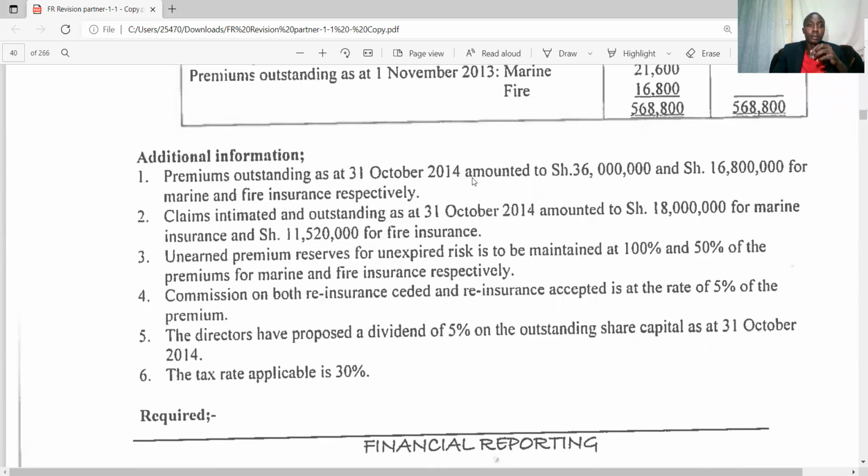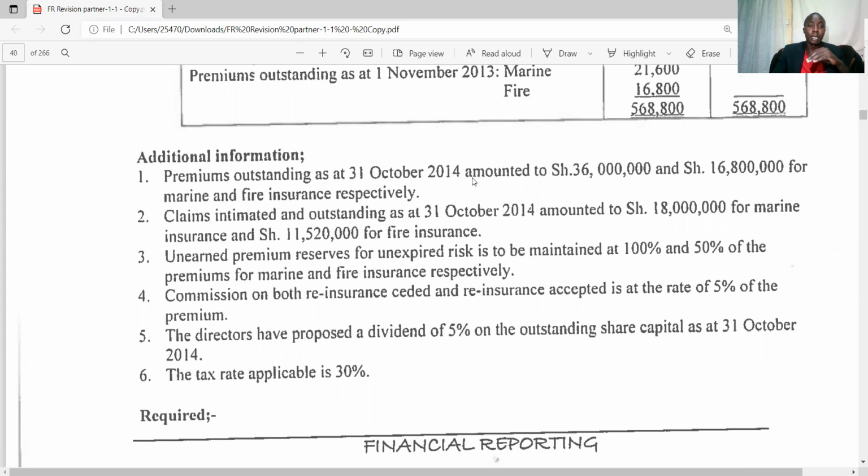Then we have claims intimated and outstanding as at 1st October 2014. It amounted to 18 million and 11,520, that is 11,520,000. Then we have an unearned premium reserve for unexpired risk to be maintained at 100% and 50% of the premiums. Commission on both reinsurance ceded and reinsurance accepted is at the rate of 5%.